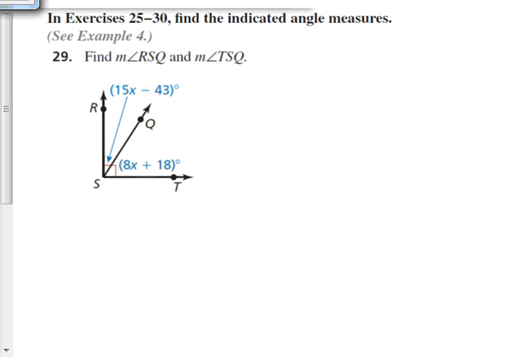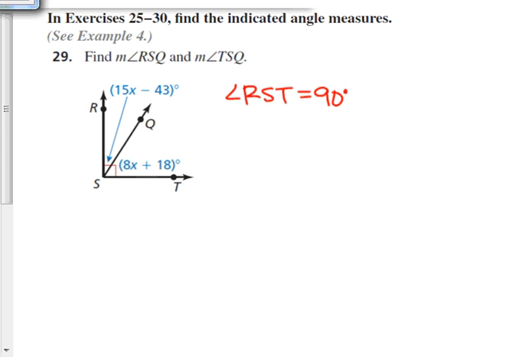So it gives me something, doesn't really tell me in words, but if you can see that little red box right there in the corner, that means that RST is a right angle. Angle RST is a right angle. So that means RST measures 90 degrees. So that's going to help me out a lot here.